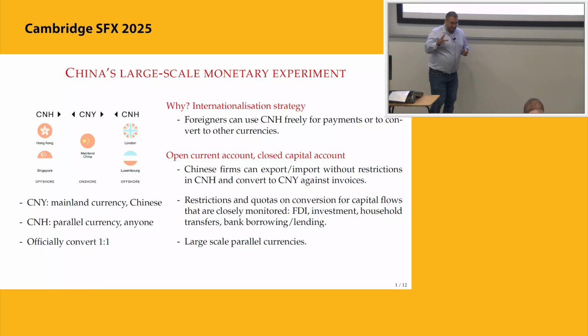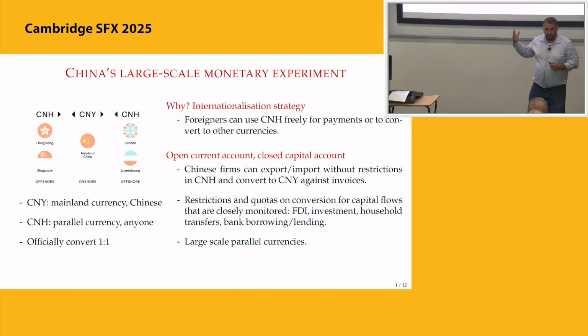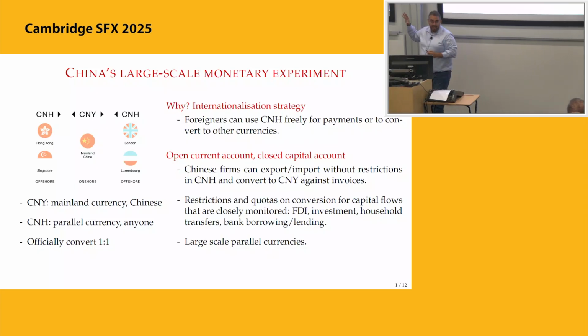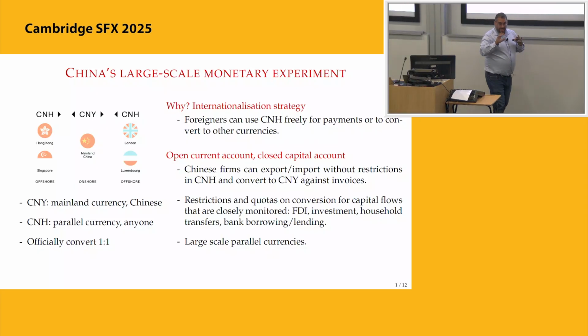Parallel currencies have been attempted in the past, but never on this scale. China is the world's biggest exporter. Half its trade is settled in yuan via the CNH, basically. So it's a big deal in that sense. But also, you can learn a lot about how monetary economics affects exchange rates by studying this very unique system. So that's what we're trying to do today.